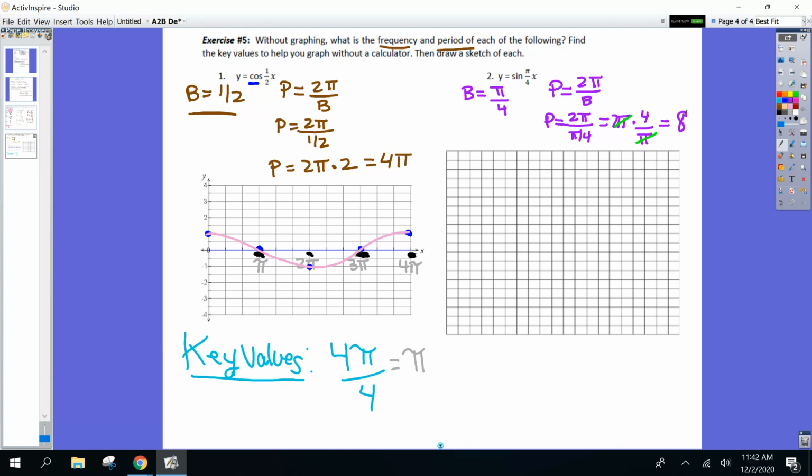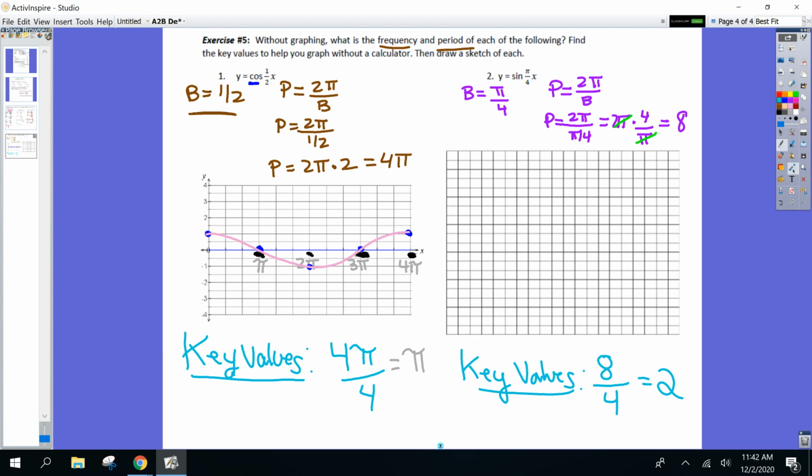Let's find the key values next, and then we'll actually put everything on the graph here. All right, last time we went by pi. Now what are we going to go by on the x-axis? Well, take the period, cut it up into equal parts of 4. Always 4, because remember, you're putting 4 values on there. Cut it up into 4. So we're going to go every 2 now. Every 2.